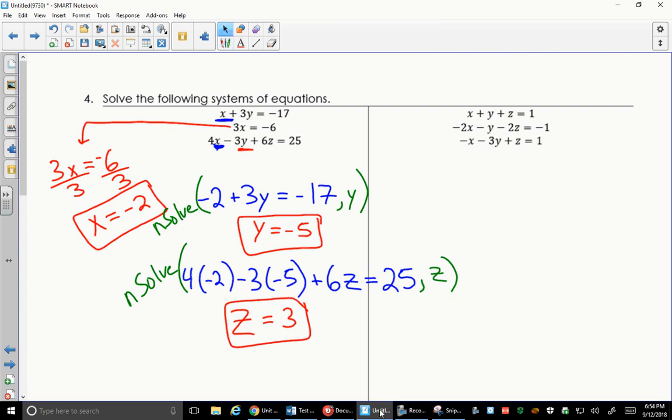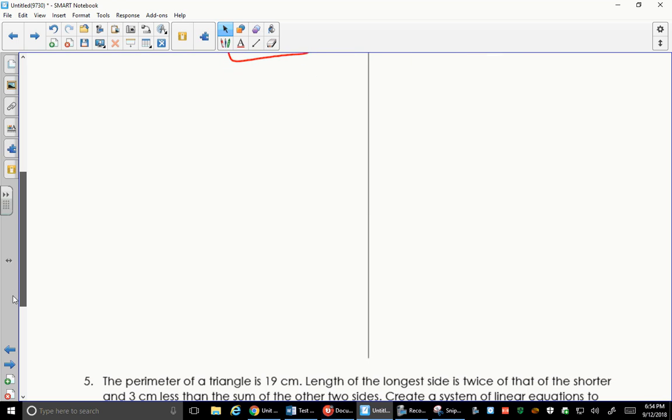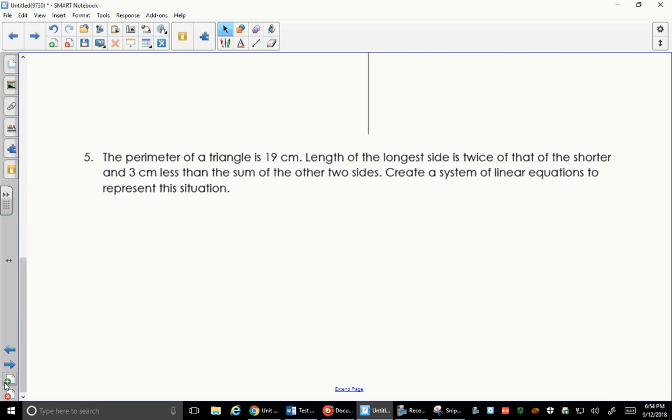All right, so let's take care of the rest of the review, and then I'll come back to that last problem there that I'm skipping. All right, so coming down this way, let's see what we got. Number 5. The perimeter of a triangle is 19 centimeters. All right, let's do this. Let's draw the triangle. When you're getting into these problems, draw as much as you can.